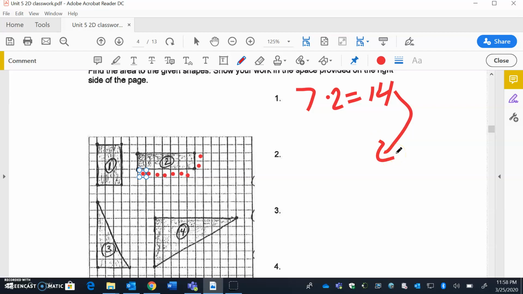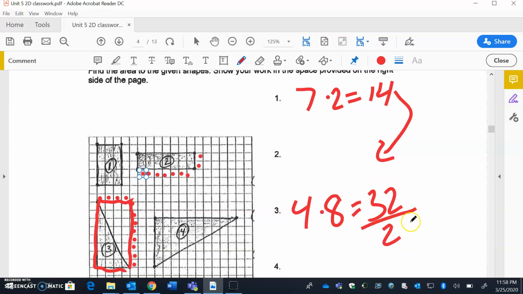All right, so question 3. Question 3, it's a triangle, all right? So what we're going to realize here is that we can end up drawing it into a rectangle. So we are 1, 2, 3, 4 wide, all right? Times, and then we are 1, 2, 3, 4, 5, 6, 7, 8 tall. So 4 times 8 is 32, and we are going to divide it by 2, which gives us, what is that, 16? Yeah, so 16 units squared.